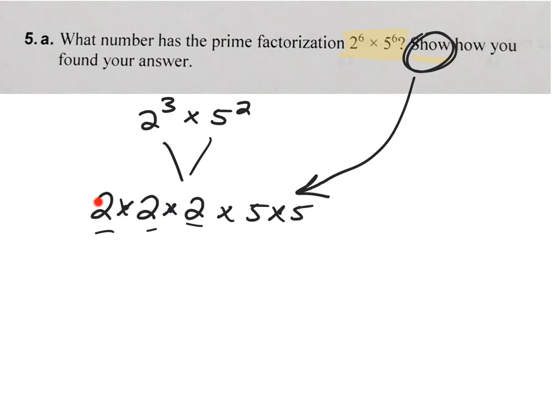So we would say 2 times 2 is 4, 4 times 2 is 8, 8 times 5 is 40, and then 40 times 5. So 40 times 5 is 200 would be your answer, 200. So what did we do? We gave an example of how to find the prime factorization, but our example was 2 to the 3rd power times 5 to the 2nd power, which means 2 times 2 times 2 times 5 times 5. 2 times 2 is 4, 4 times 2 is 8, 8 times 5 is 40, 40 times 5 is 200.